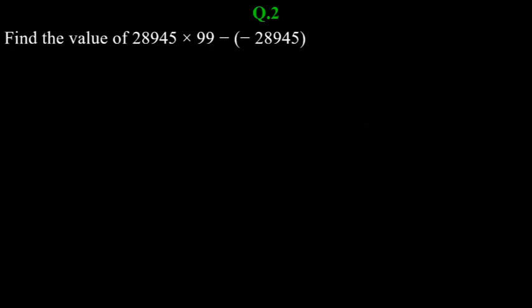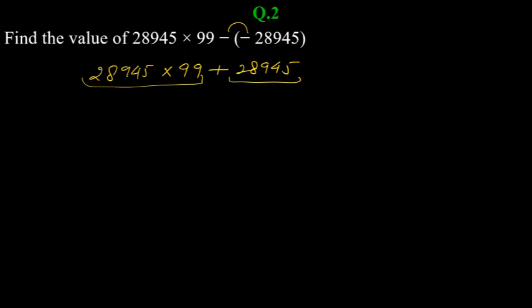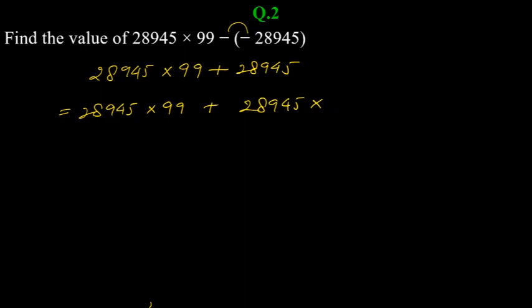Now look here. It will be actually 28945 into 99. First, you will solve bracket. Okay, BODMAS rule. So minus into minus will give you plus 28945. Now between these two terms, 28945 is common. Why? Because you can write it as 28945 into 99 plus 28945 into 1.